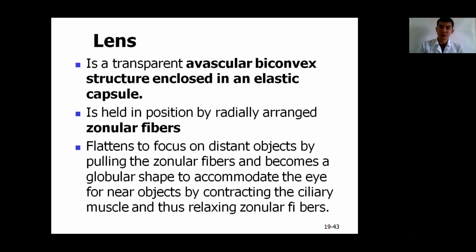Lens. It is a transparent, avascular, biconvex structure enclosed in an elastic capsule. It is held in position by radially arranged zonular fibers. As you understood, these are pre-equatorial, equatorial, and post-equatorial fibers. The lens flattens to focus on distant objects by pulling the zonular fibers, and becomes globular in shape to accommodate the eye for near objects by contracting the ciliary muscles and thus relaxing the zonular fibers.